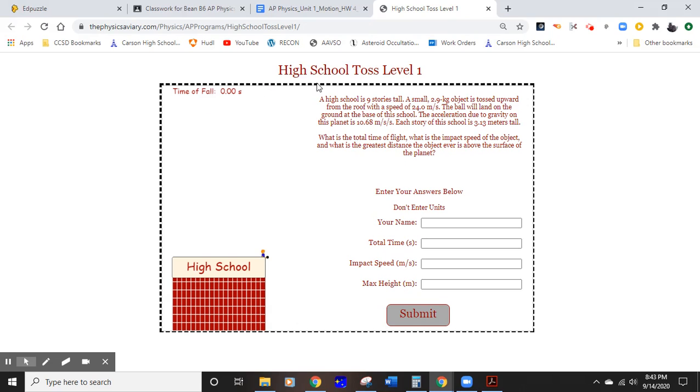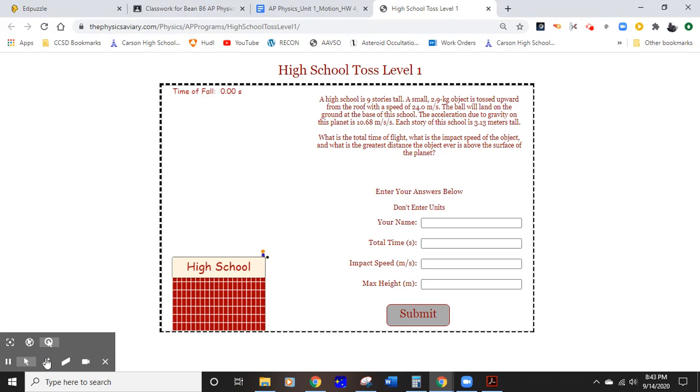And here we go. A high school is 9 stories tall, and a small 2.9 kilogram object is tossed upward from the roof with a speed of 24 meters per second. The ball will land on the ground at the base down here. The acceleration due to gravity on this planet is 10.68 meters per second squared. Each story of the school is 3.13 meters tall. What's the total flight time? What is the impact speed of the object? And what's the greatest distance the object is ever above the surface on the planet?